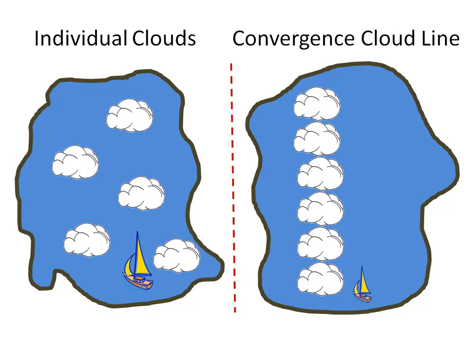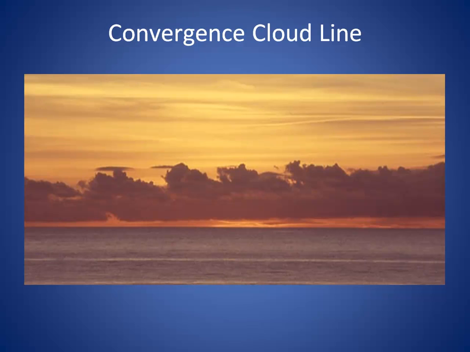Now, in other lessons, we've talked about the winds associated with individual clouds that you might encounter over part of a race course or while out cruising. But in this lesson, we're going to look at a cloud formation called a convergence cloud line that is made up of many individual clouds and can exist over many, many miles. And in this image, you can see an example of a convergence cloud line made up of low-level cumulus clouds.